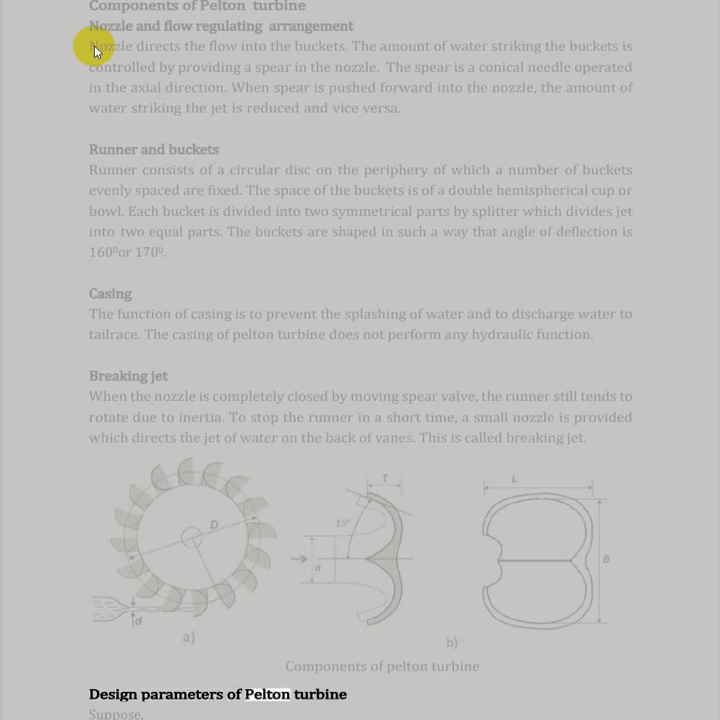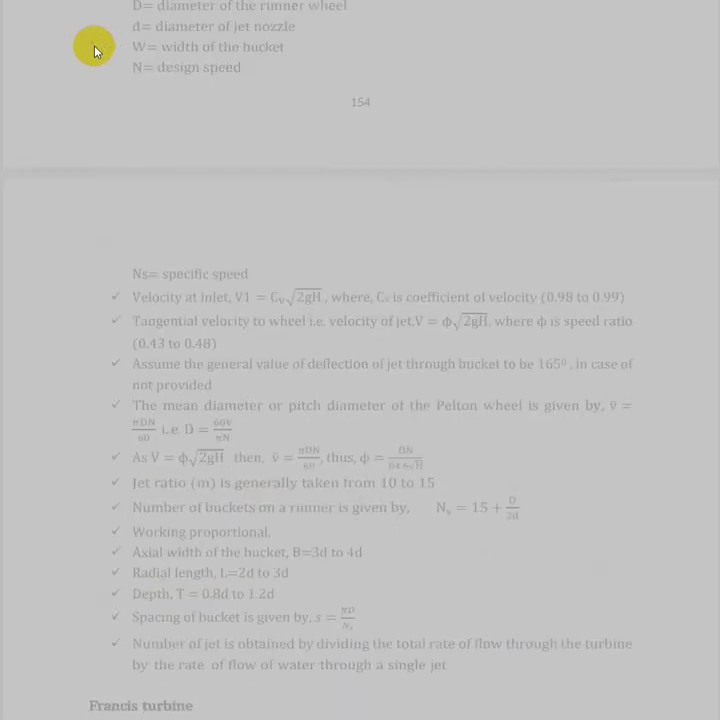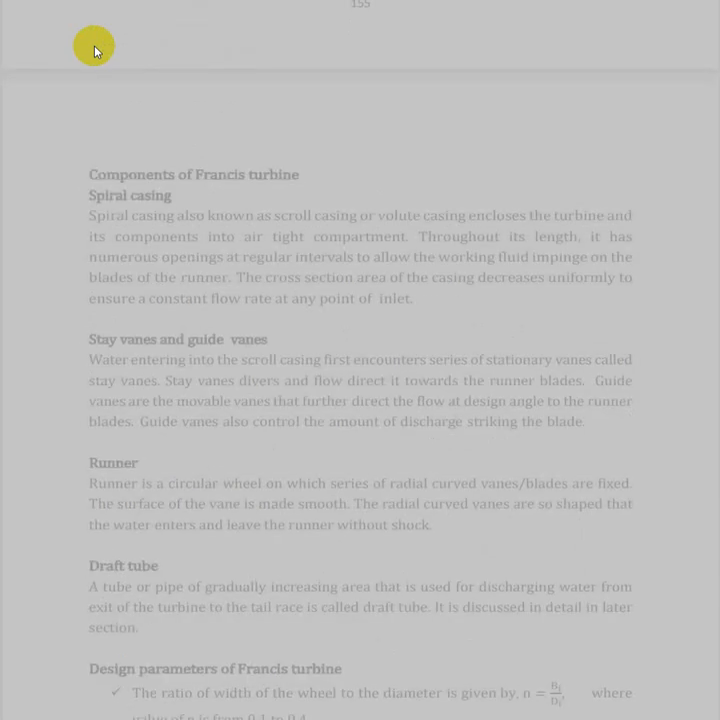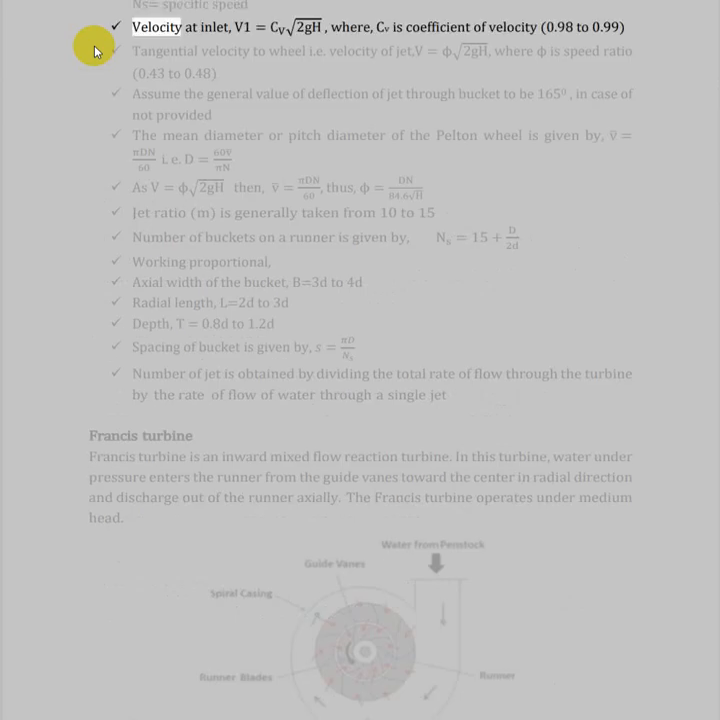Design parameters of Pelton turbine. Suppose D equals diameter of the runner, d equals diameter of jet nozzle, W equals width of the bucket, N equals design speed, Ns equals specific speed. Velocity at inlet, V1 equals Cv times square root of 2gH, where Cv is the coefficient of velocity, 0.98 to 0.99.